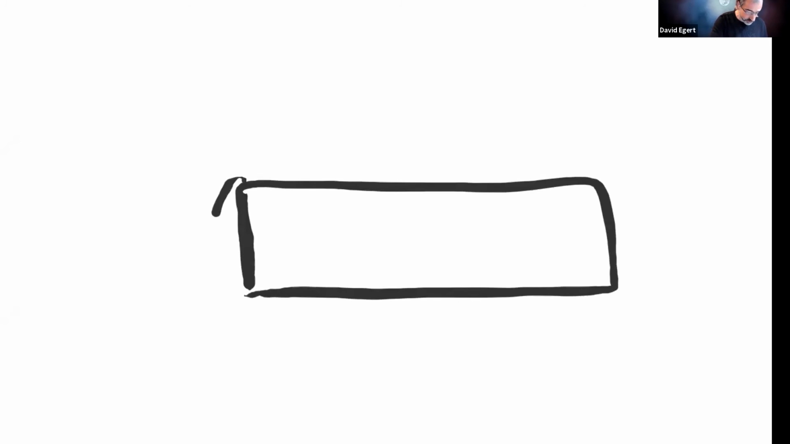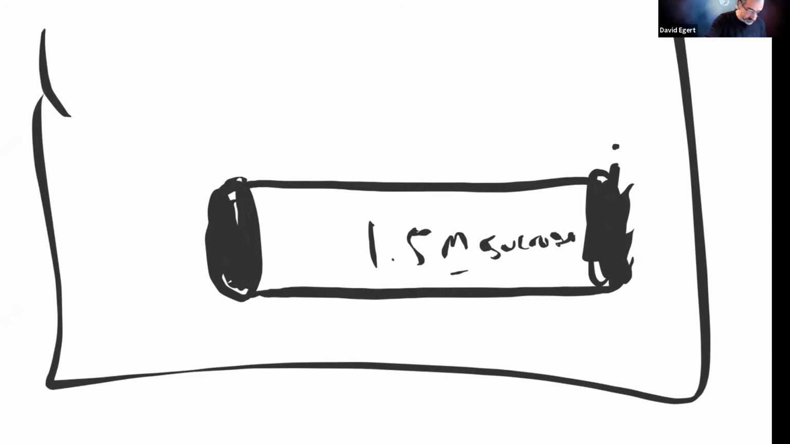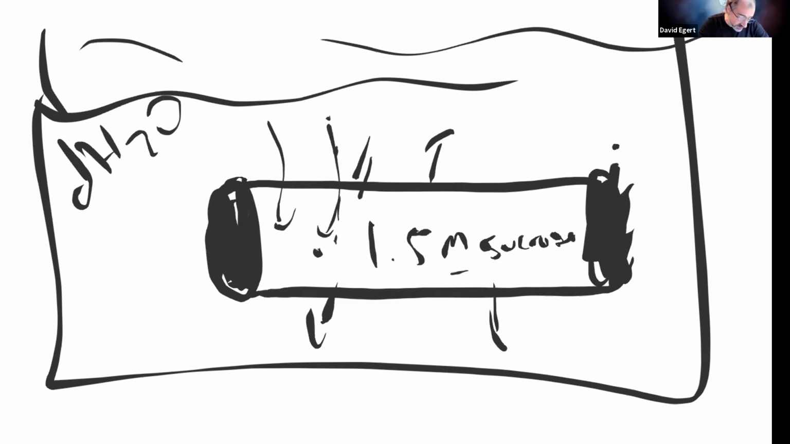If I had a little tube made out of dialysis membrane and I tied off the ends, let's say it was filled with 1.5 molar sucrose, and I put it in just a bowl of distilled water, what would happen? It would swell or pop. Yeah, so it would swell, right? Because we have a hypotonic solution. Water is going to come in and it would swell.